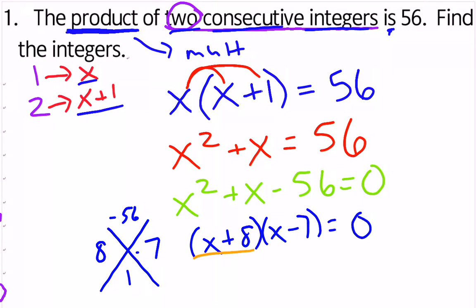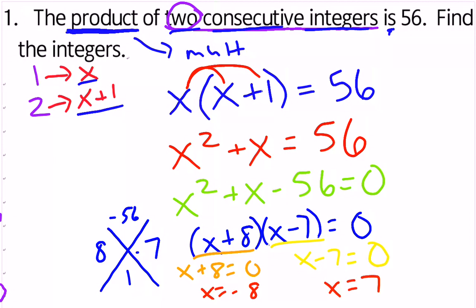Now I need to set each factor equal to 0. X plus 8 equals 0. X minus 7 equals 0. Solve them. I get x equals negative 8 and x equals 7. Stop. Once I've gotten to the x equals, I always reread my question. My question says, the product of two consecutive integers is 56. Does it say anything about being positive or negative? Nope. Does it say anything about being even or odd? Nope. So what that means is I'm going to have two sets of answers.